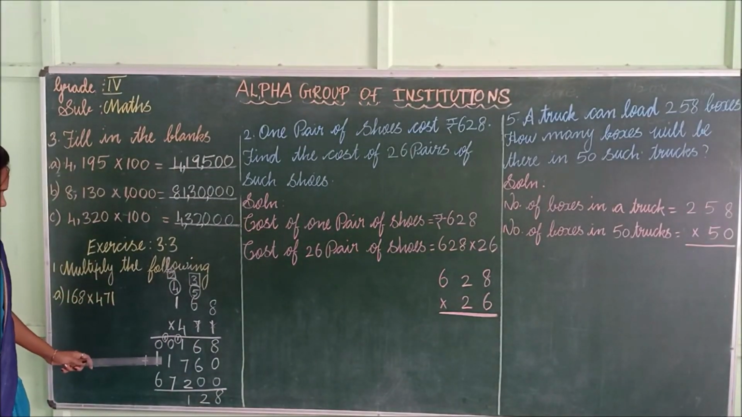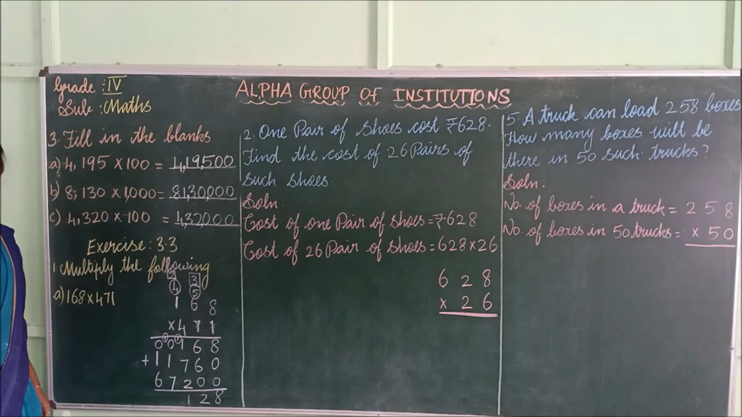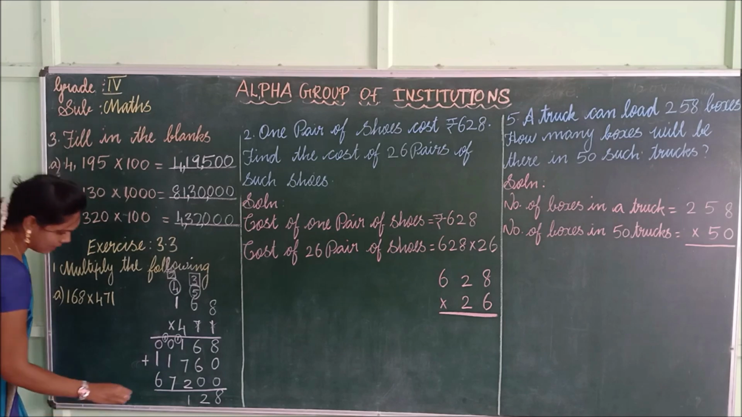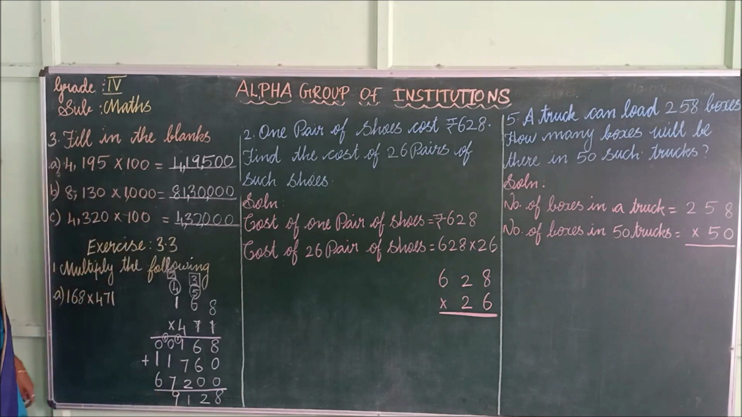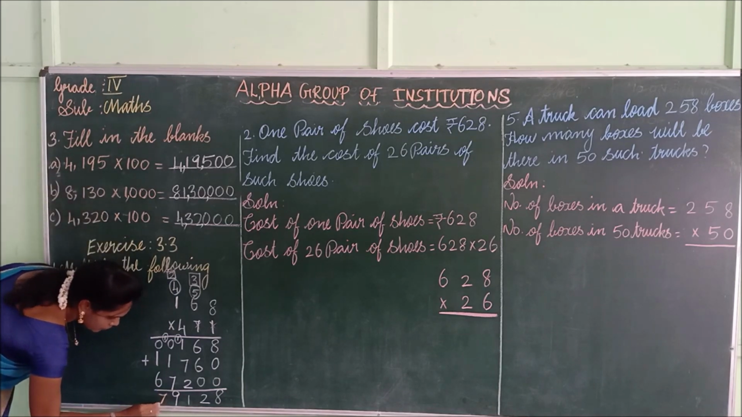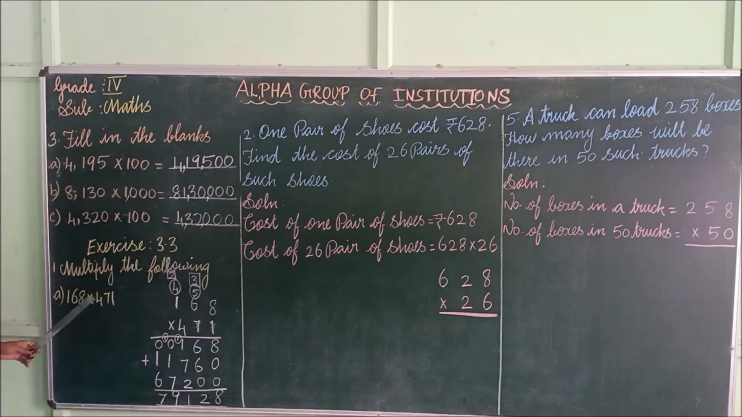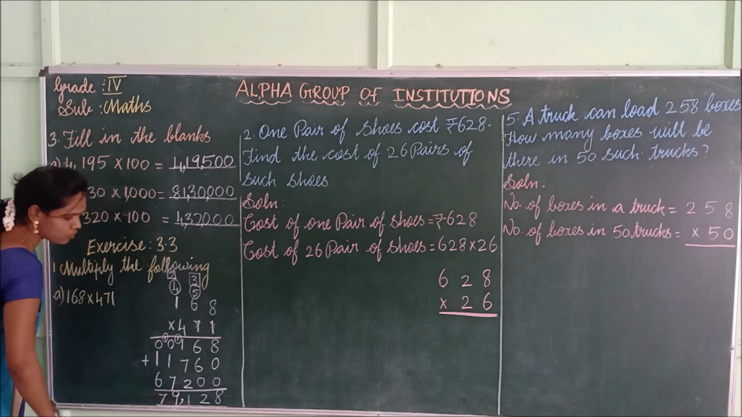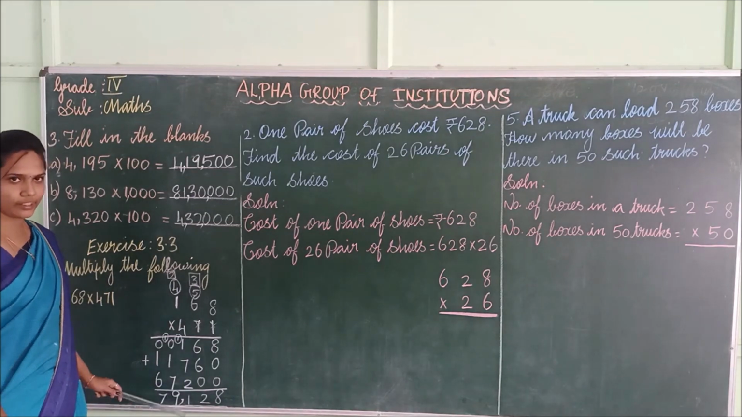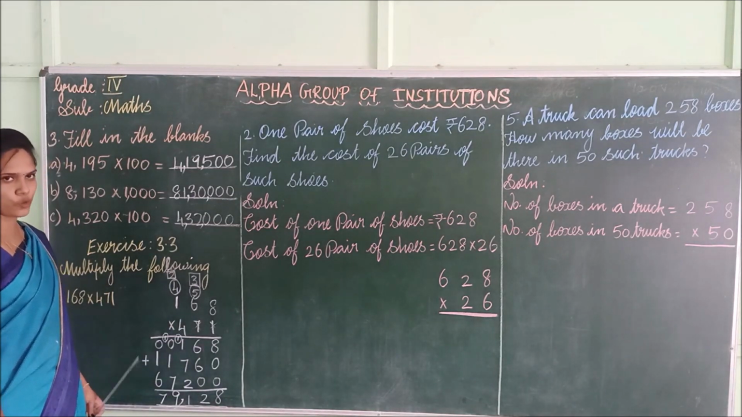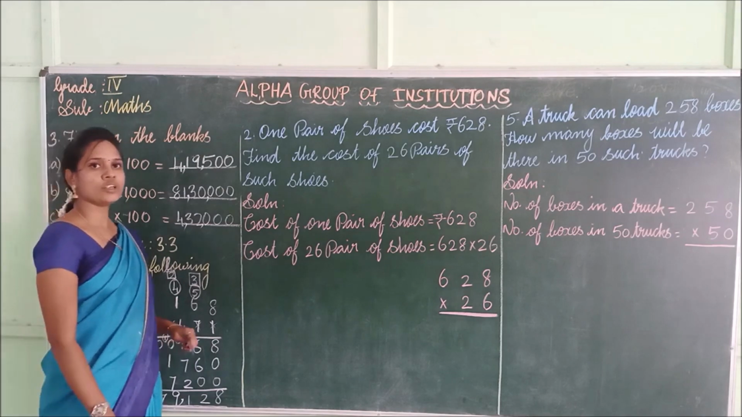Now see here, 0 plus 1, 1. 1 plus 7, 8. 8 plus 1, 9. Very good. Now the last, 0 plus 1, 1. 1 plus 6, 7. So we got the answer. 168 multiplied 471 is equal to 79,128. This is the answer for this problem. Now we move on to second problem.